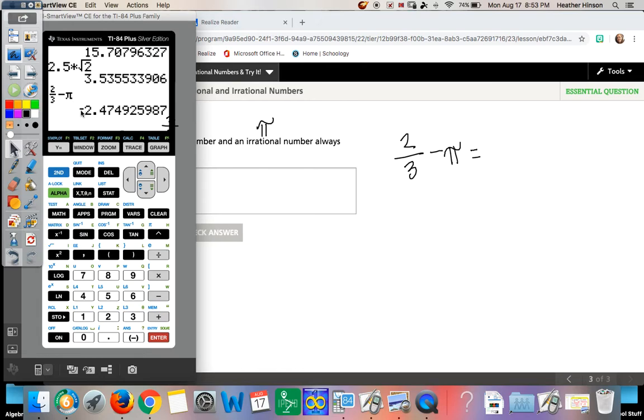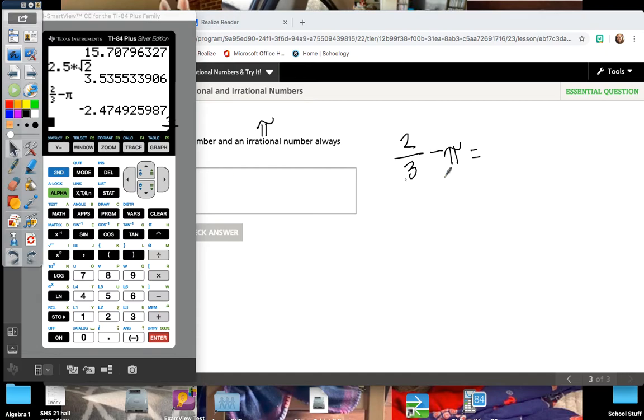It's negative, that doesn't matter. And irrational can be negative. But it's going to be a negative, weird decimal that has no pattern to it. So because it's a weird decimal with no pattern, it's going to be irrational.